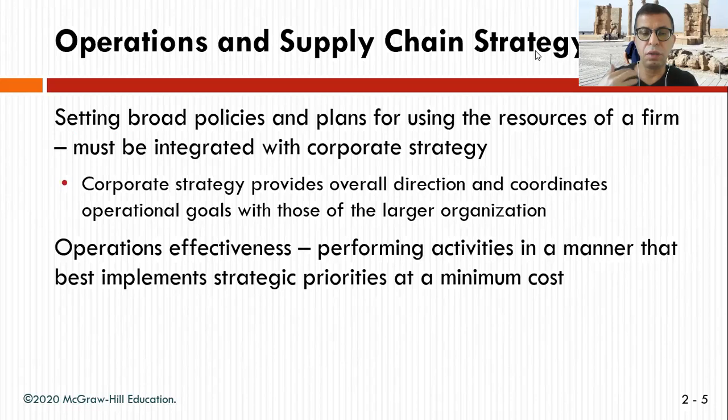So operational effectiveness, on the other hand, is performing activities, any kind of activities within the company, in a manner that best implements the strategy's priorities at the minimum cost. It means that when you build the plan, and we will go through this example later on, you need to see how you're going to be effective and at the same time efficient, at the lowest cost possible.